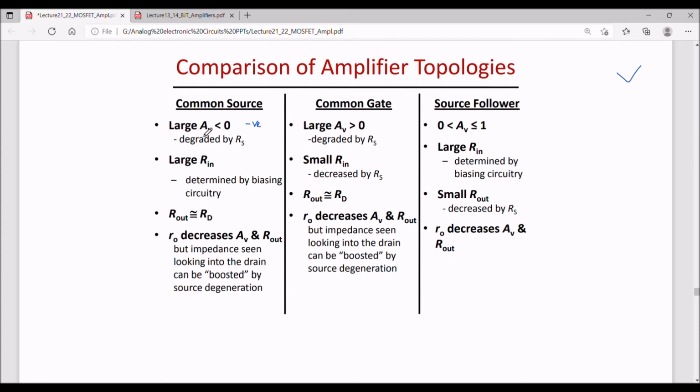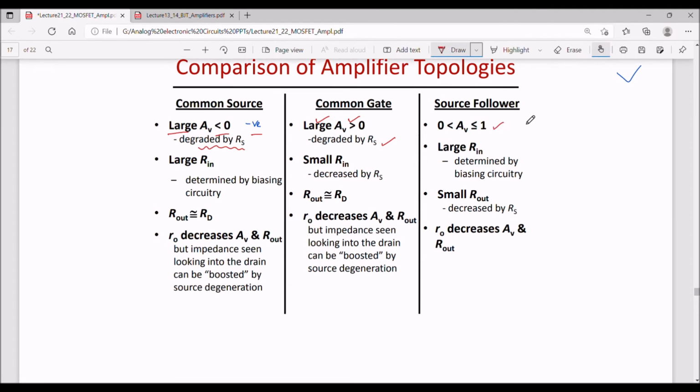Now in a common source we had seen that the gain was large but less than 0, that is, a negative gain was seen, and the gain is further degraded by the inclusion of the source resistance. In a common gate we saw a large gain which is positive, and again it is degraded by RS. In the source follower, the gain is greater than 0 and less than 1.